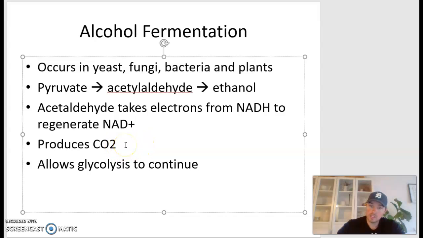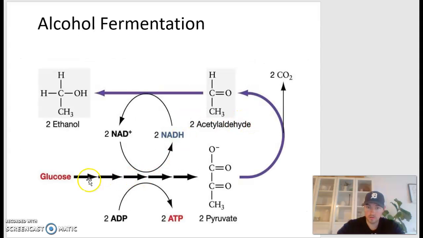And it also produces CO2. This is a little bit different. So let's look at it. So glucose makes 2-pyruvate. In turn, we're going to be making 2 ATP. And then that pyruvate is going to get decarboxylated. So our 3-carbon pyruvate is now going to turn into a 2-carbon acetaldehyde. And then that acetaldehyde is going to get reduced to become ethanol.